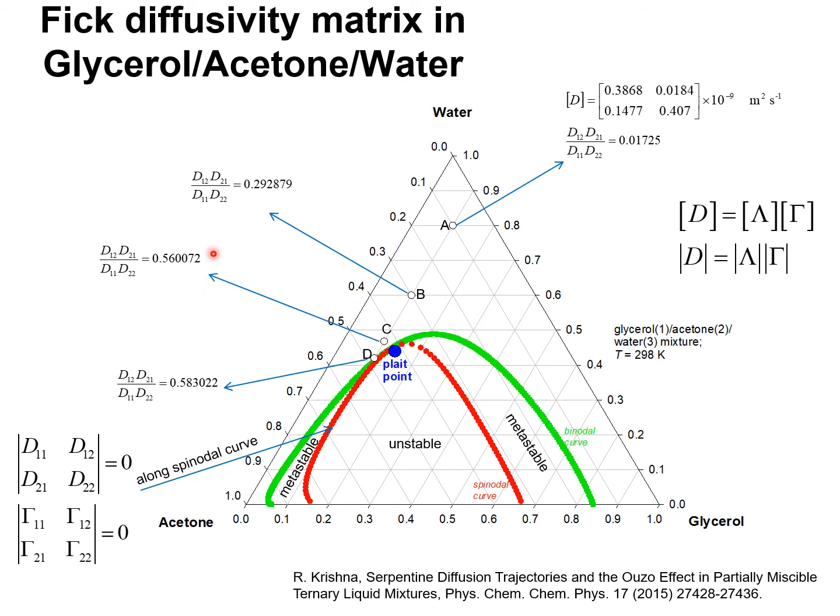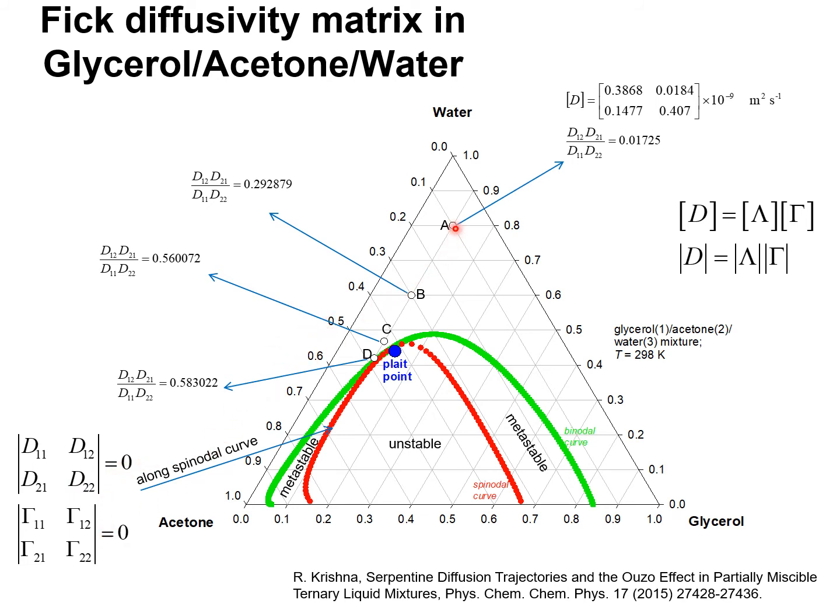Let's gain some understanding of the behavior of diffusivities in the non-ideal ternary mixture of glycerol, acetone, and water. This system has a region in which we have a phase separation. The green line represents the binodal curve, and the red line denotes the spinodal curve. Along the spinodal curve, the determinant of the matrix of thermodynamic correction factors is 0, and consequently the determinant of the Fick diffusivity matrix is also 0.